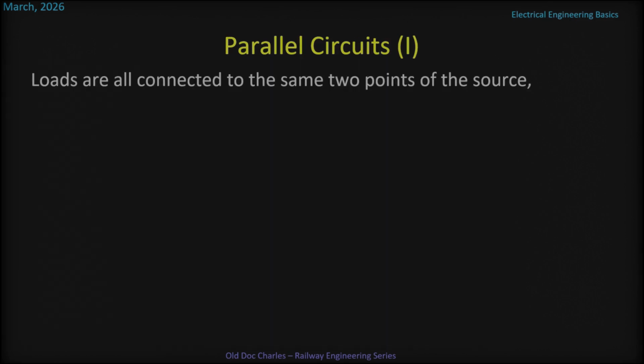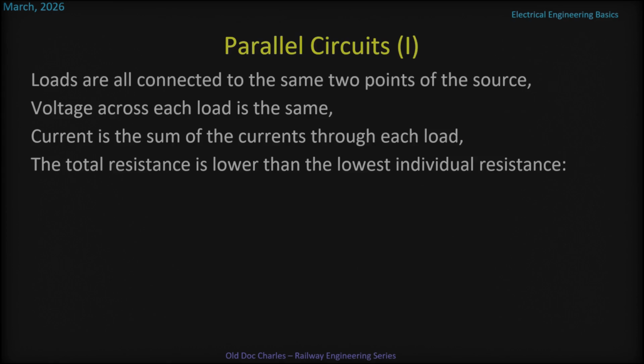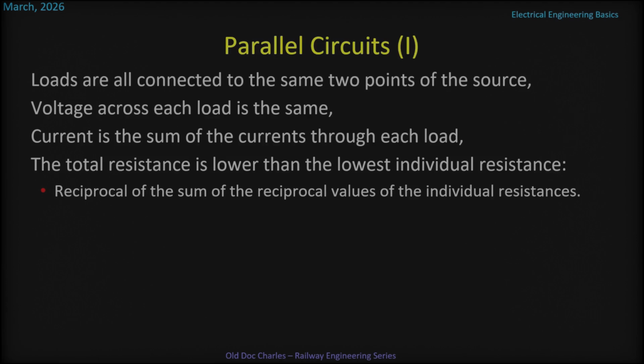Parallel circuits, the loads are all connected to the same two points of the source. So the voltage across each load is going to be the same. And the current is basically going to be the sum of the currents through each load. The total resistance is going to be lower than the lowest individual resistance. This is because the total resistance in a parallel circuit is the reciprocal of the sum of the reciprocal values of the individual resistances. Yeah, that sounds quite complicated, but it will come clear if I use some pictures.